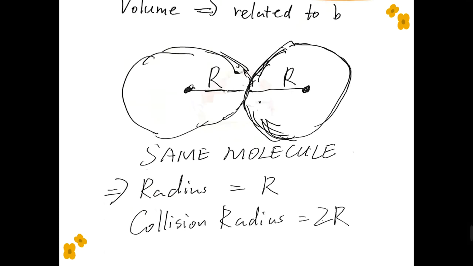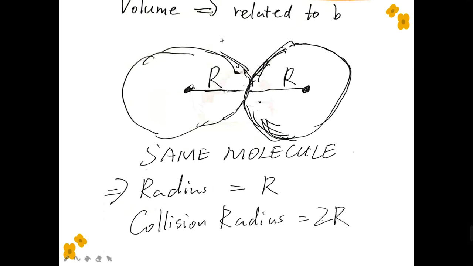Let's talk more about B. You guys know, I just know that volume is related to B. So I will take an example here. There are two gas molecules here, and both of their radius is r, and their collision radius. What is collision radius? Think about it.